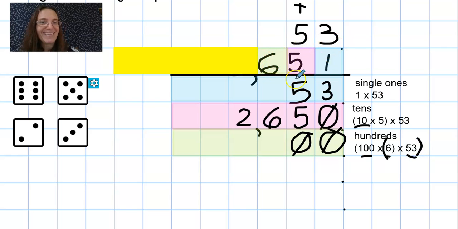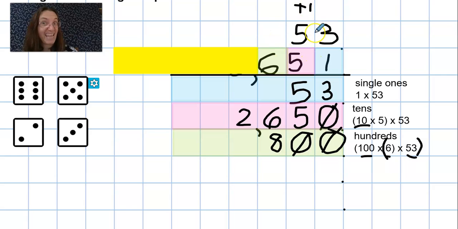6 times 3 is 18. I'll drop that right here in the hundreds place because 600 times 3 would be 1800. So if you really think about it, it belongs there. I'll trade up the 10 hundreds into what will now be my single thousands place. But how, Miss Foster? Check it out.